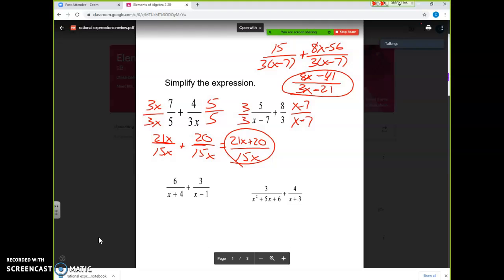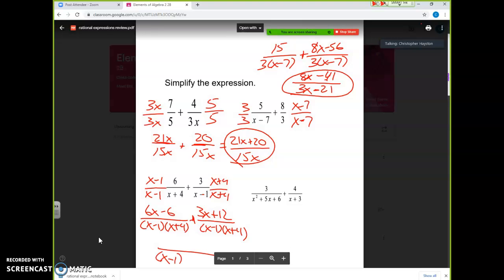Okay. The bottom one, maybe I take the denominator here, top and bottom. The denominator here, the x plus 4, top and bottom. On top, we have 6x minus 6 over the x minus 1, x plus 4. 3x plus 12 over the x minus 1, x plus 4. We don't have to distribute the denominator. In this case, I'm probably going to FOIL the denominator, I guess I should say. In this case, I'm just going to leave it.